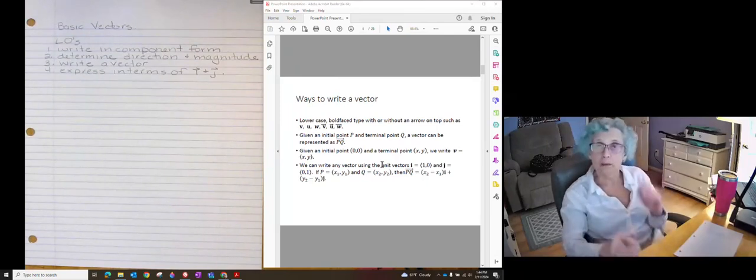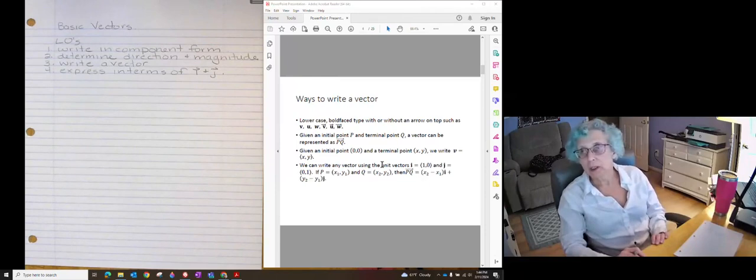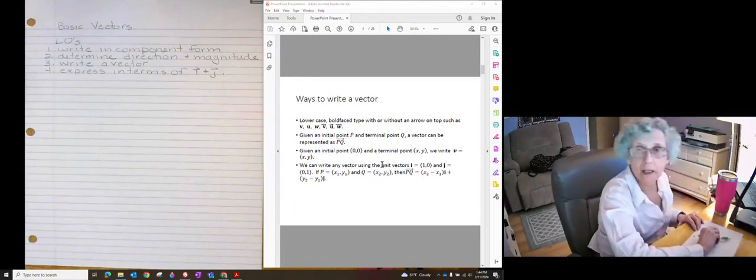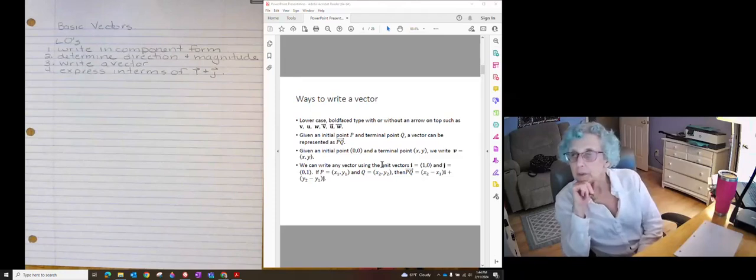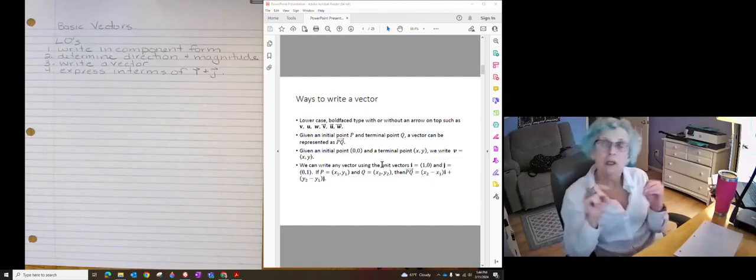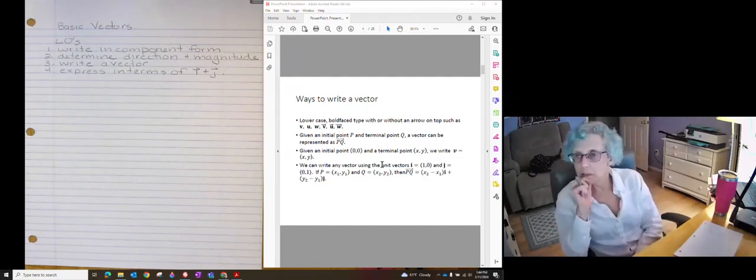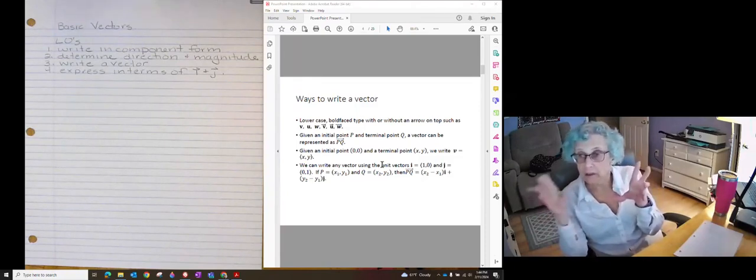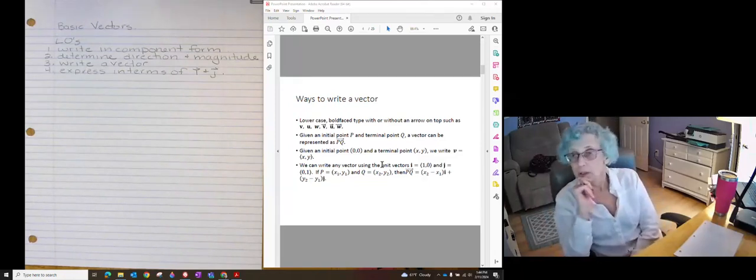So, ways to write a vector. Boldface type, but since I can't write in boldface, I usually put a little arrow over it, and I'm usually too lazy to put both of the arrowheads. I just put kind of half of an arrow above them. Given an initial point P and a terminal point Q, the vector represented as PQ can be written as PQ with an arrow over the top. Given the initial point 0, 0 and terminal point (x, y), you can write it as ⟨x, y⟩ because that would be the distance from (0, 0) to (x, y).